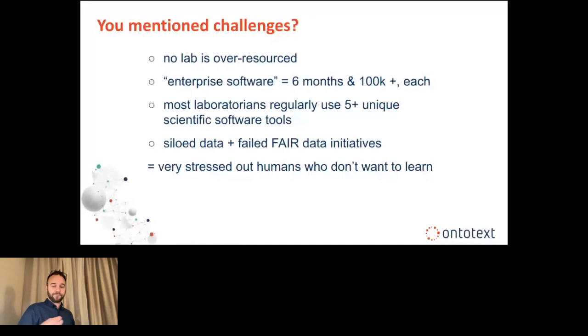So, challenges. At the start of this presentation, I promised to discuss those challenges that we saw that were preventing adoption of innovative tools like knowledge graphs in clinical labs. And so this is what we've learned.